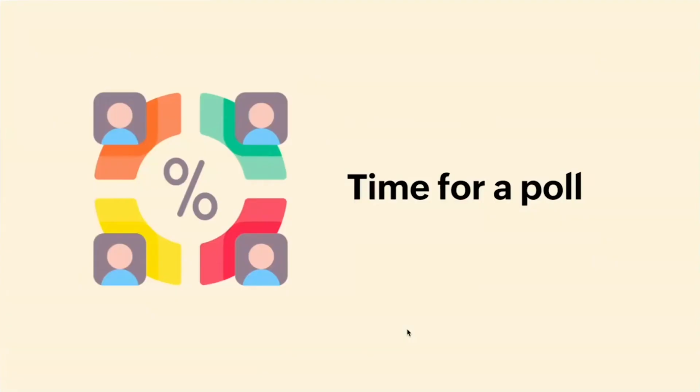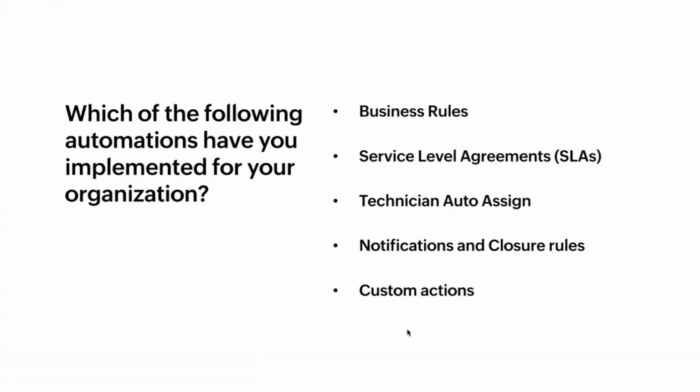Before we get started with each topic in depth, I'd like to initiate a quick poll. Please feed in your answers on which of the following automations you have implemented in your organization. It could be business rules, service level agreements, technician auto assign, notifications and closure rules, or custom actions. I hope the poll has been triggered now. Please feed in your answers.